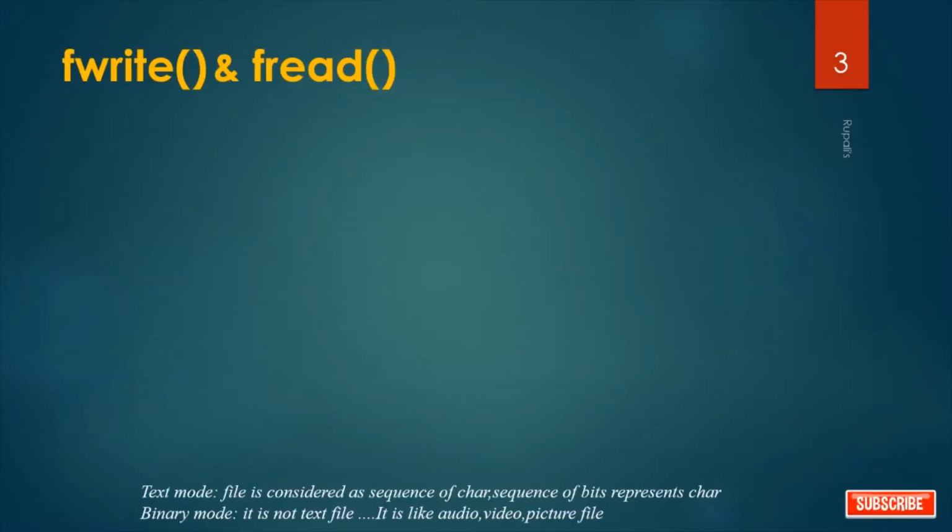Up to this point, we have been using text mode to read and write data to and from the file. Text mode means a text file is considered a sequence of characters, or a sequence of bits representing characters. Today we will learn how to read and write data to and from the file using binary mode. Binary mode means what? Binary files are not text files. They are like audio, video, and picture files. So today we will learn the functions fwrite and fread.